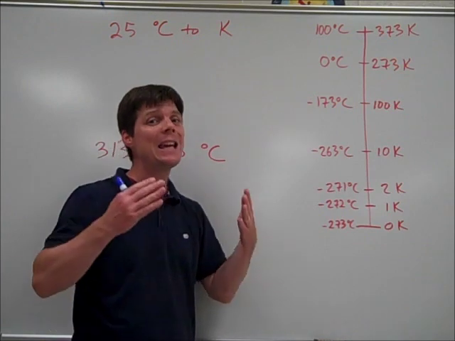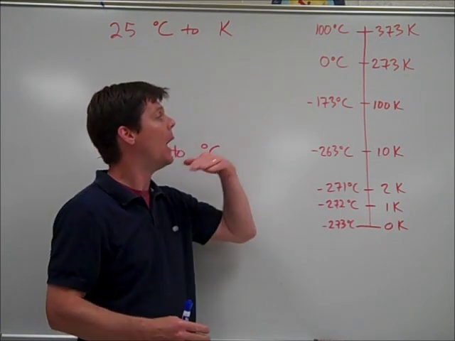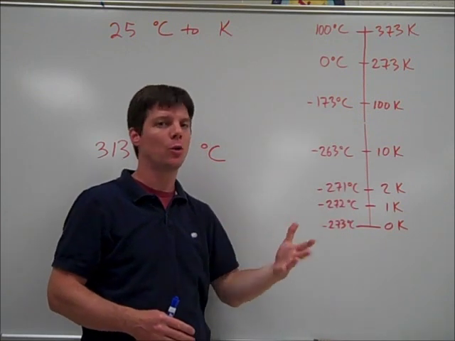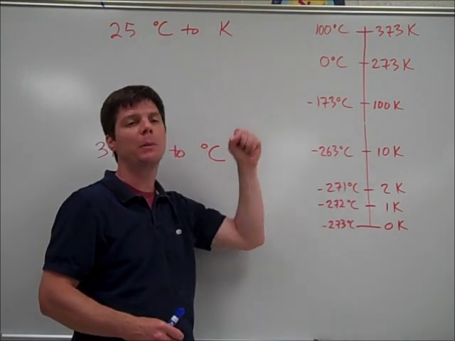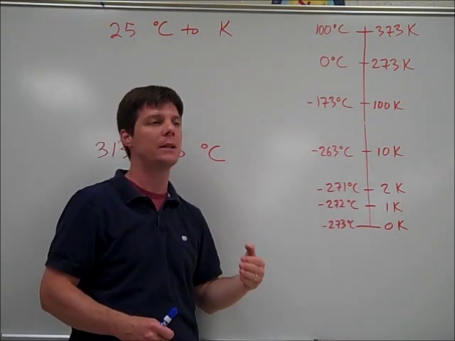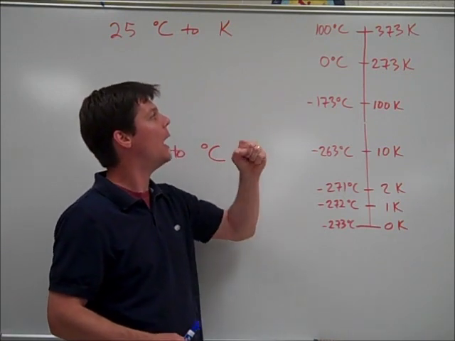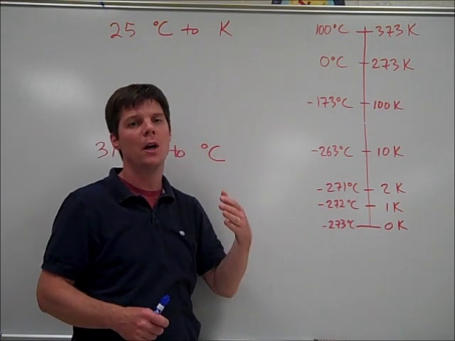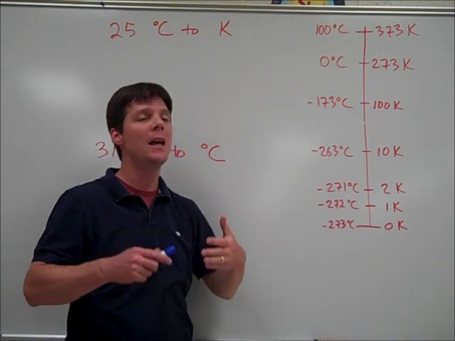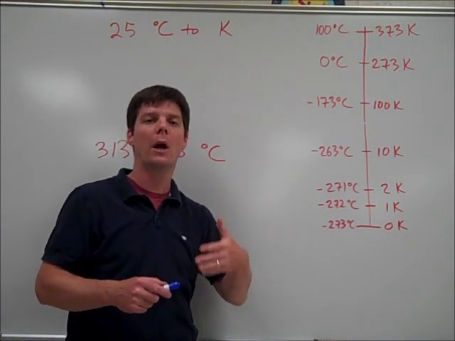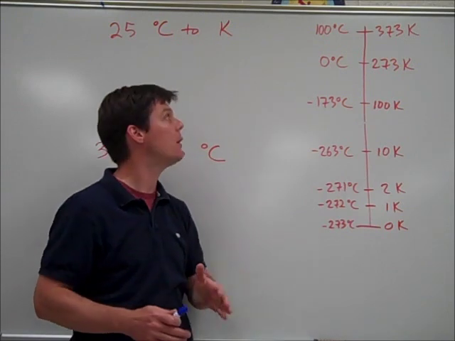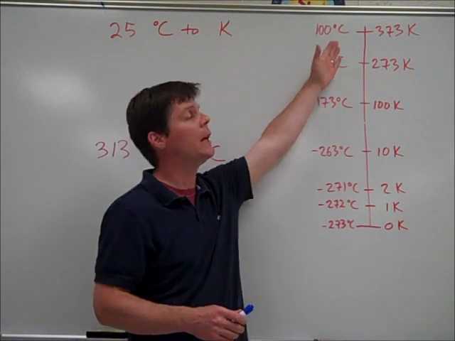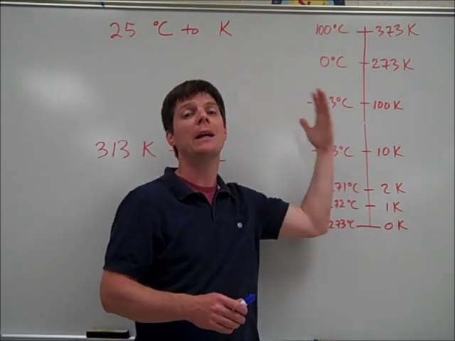Some other key temperatures that we need to know. 100 Kelvin. So we've had a 100 degree increase in the temperature. This would be equal to negative 173 degrees Celsius. At 0 degrees Celsius, this is equivalent to a temperature of 273 Kelvin. This is the temperature, of course, where water is going to either freeze or melt. And then finally, 100 degrees Celsius, the boiling temperature for water, is 373 Kelvin.